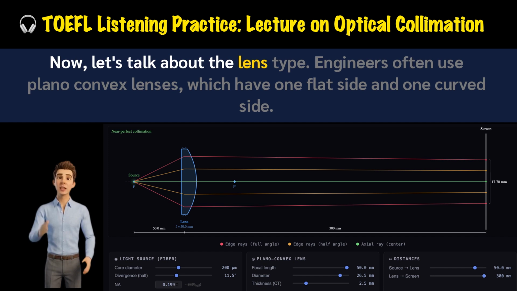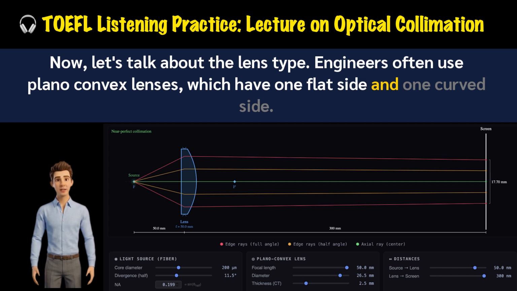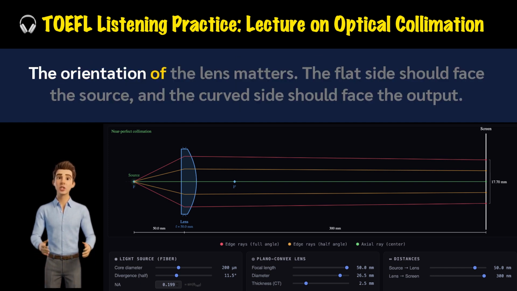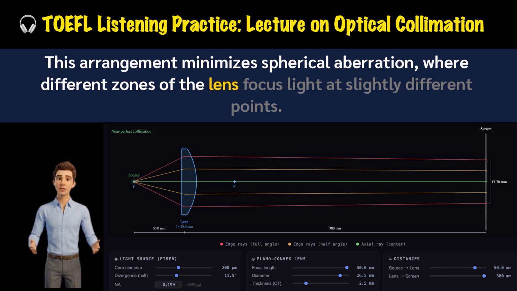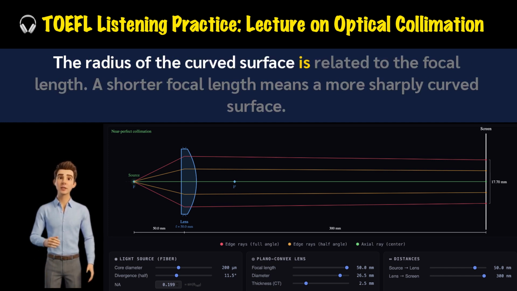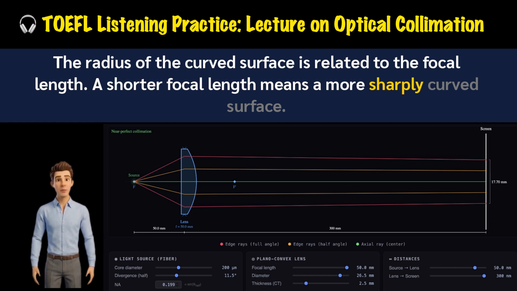Now let's talk about the lens type. Engineers often use plano-convex lenses, which have one flat side and one curved side. The orientation of the lens matters. The flat side should face the source, and the curved side should face the output. This arrangement minimizes spherical aberration, where different zones of the lens focus light at slightly different points. The radius of the curved surface is related to the focal length. A shorter focal length means a more sharply curved surface.